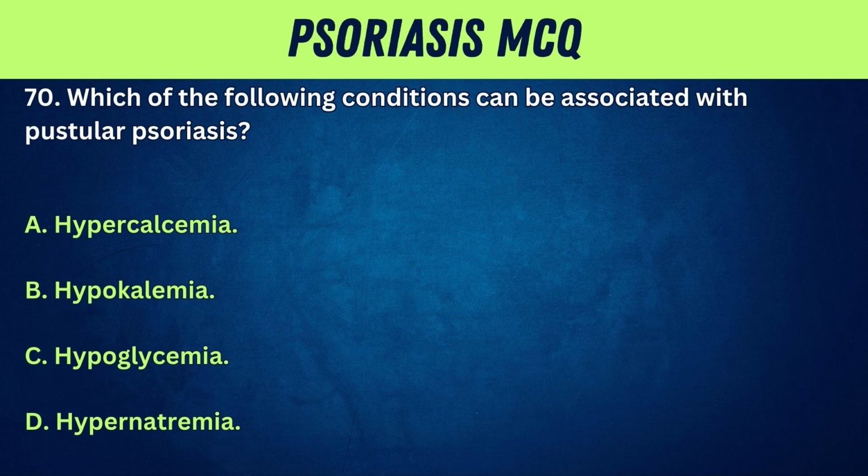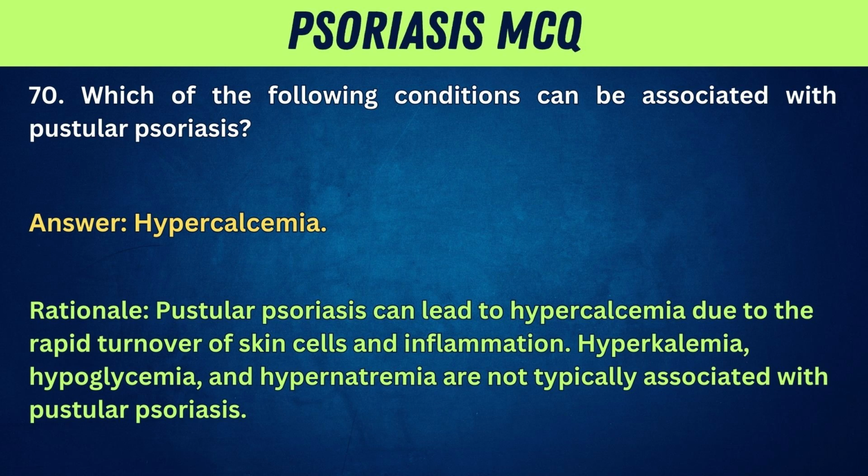70. Which of the following conditions can be associated with pustular psoriasis? A. Hypercalcemia. B. Hypokalemia. C. Hypoglycemia. D. Hypernatremia. Answer: hypercalcemia. Rationale: pustular psoriasis can lead to hypercalcemia due to the rapid turnover of skin cells and inflammation. Hyperkalemia, hypoglycemia, and hypernatremia are not typically associated with pustular psoriasis.